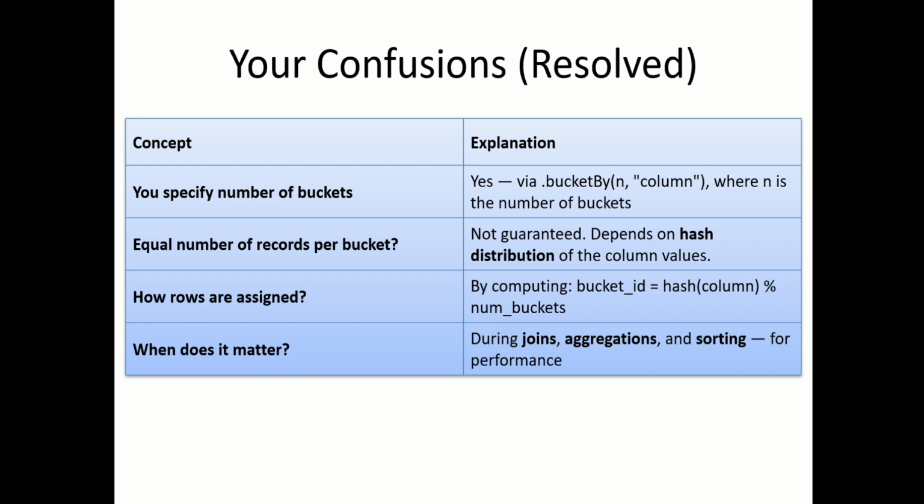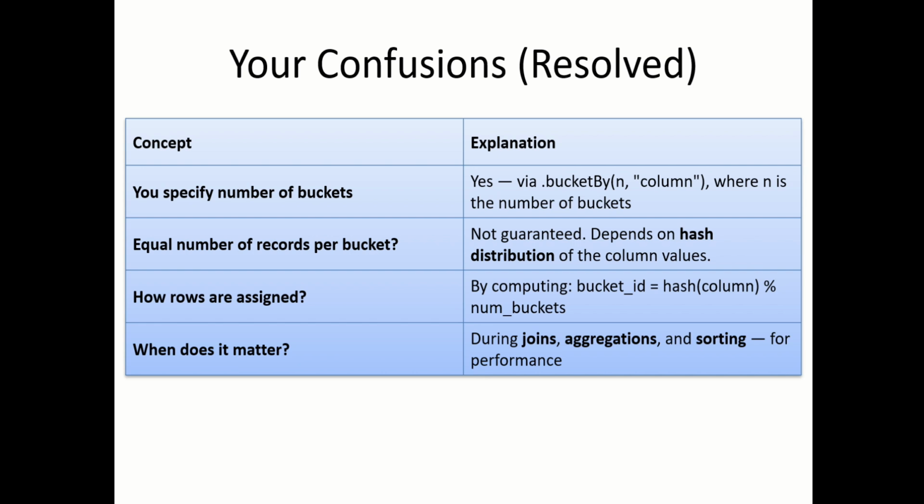How are rows assigned? It computes the hash and divides that by the number of buckets, and the remainder decides it. It will send that particular categorical data to that particular bucket.